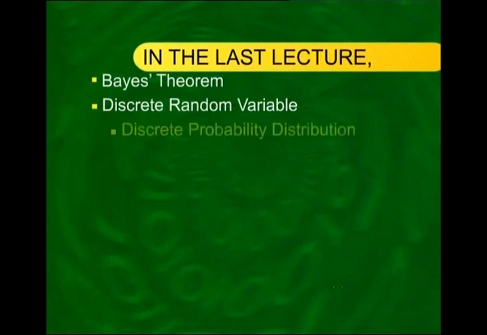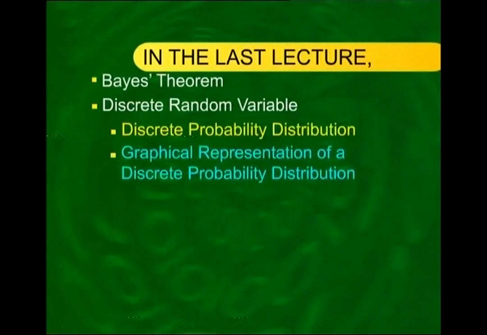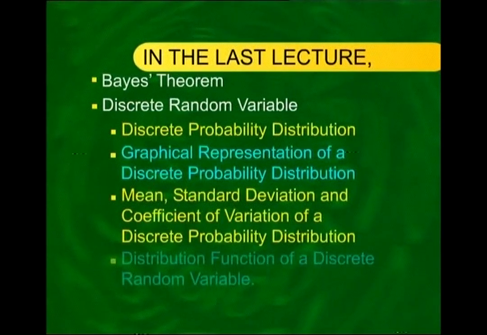Students, you will recall that in the last lecture, I discussed with you the Bayes theorem, quite an interesting theorem in which we deal with conditional probabilities. After that, I began the discussion of discrete probability distributions, a very, very important topic. And in this regard, I discussed with you the graph of the discrete probability distribution, the mean, the standard deviation, and the coefficient of variation for a discrete probability distribution. After that, we talked about the concept of the distribution function.